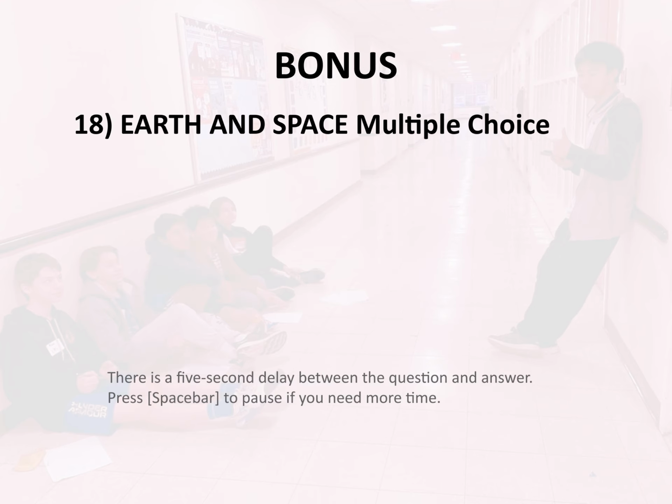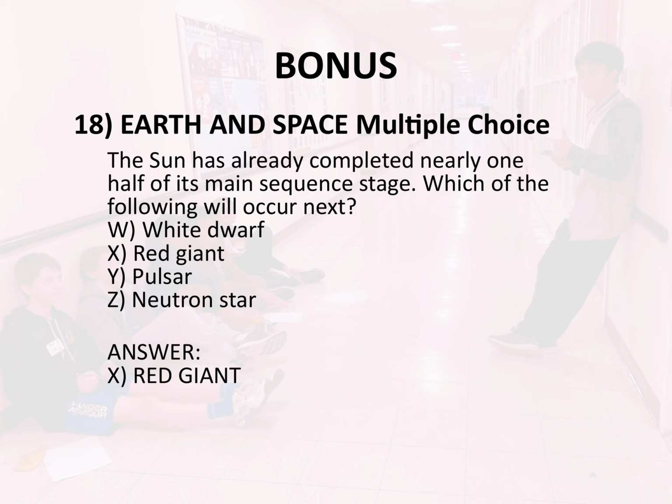Bonus, 18. Earth and space multiple choice. The Sun has already completed nearly 1/2 of its main sequence stage. Which of the following will occur next? W. White dwarf, X. Red giant, Y. Pulsar, Z. Neutron star. Answer, X. Red giant.